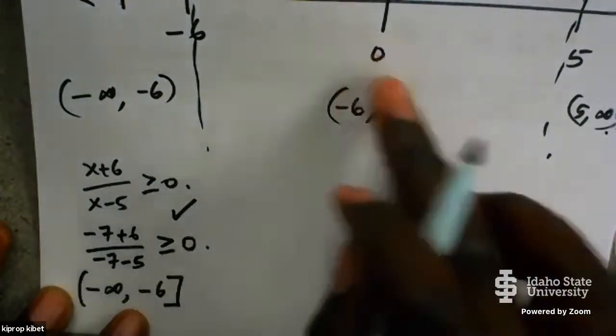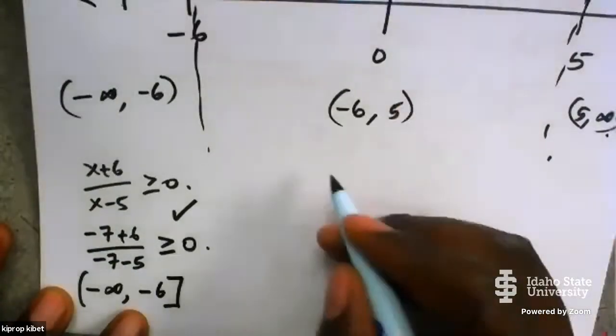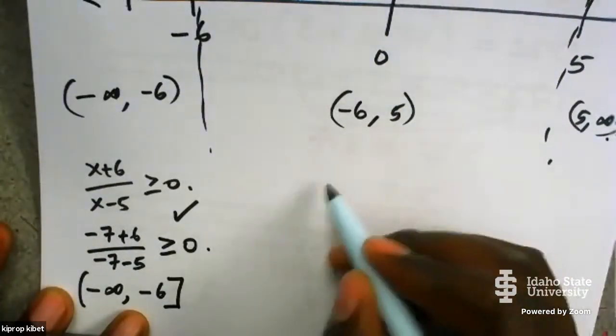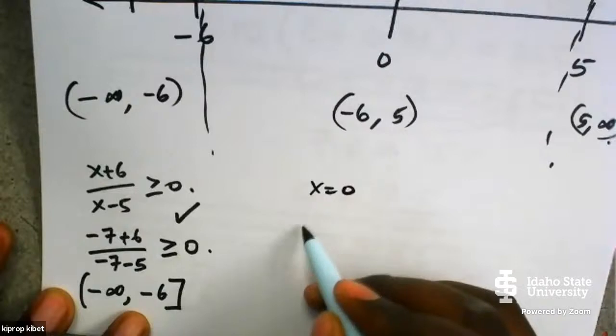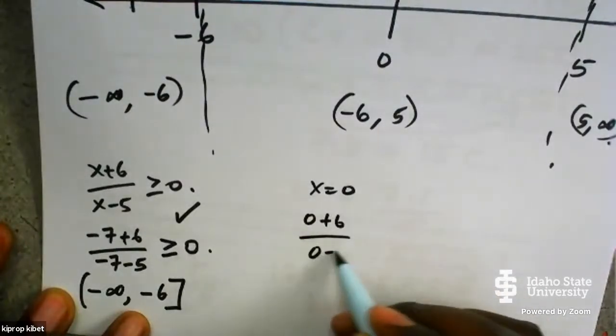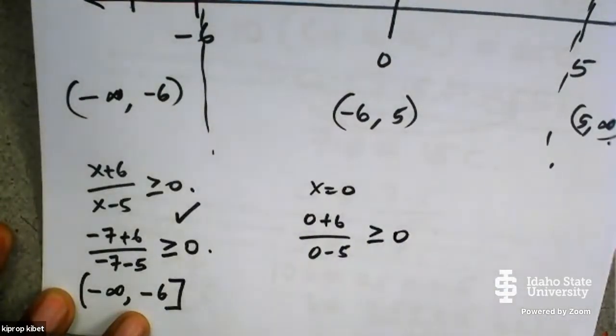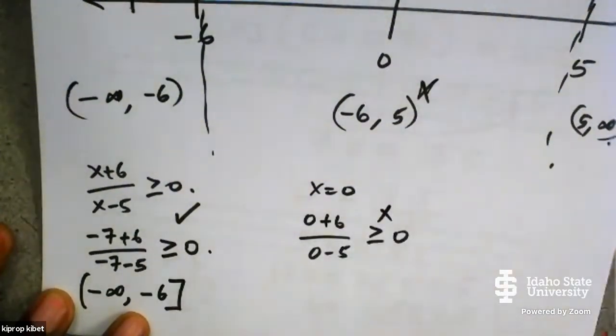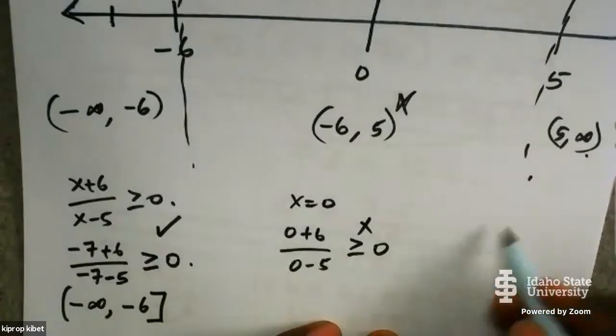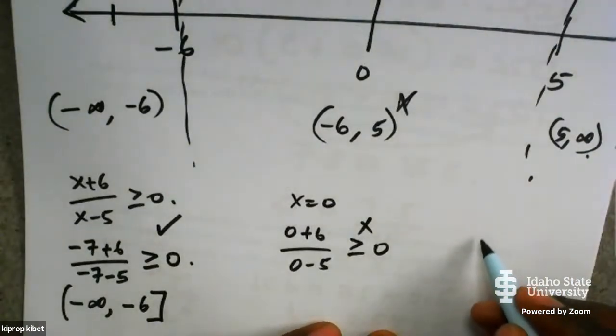Now, let's come to the middle region. When x equals 0, it will be 0 plus 6 all over 0 minus 5. Is it greater or equal to 0? It is not. So this region is not. The last one there, it works.